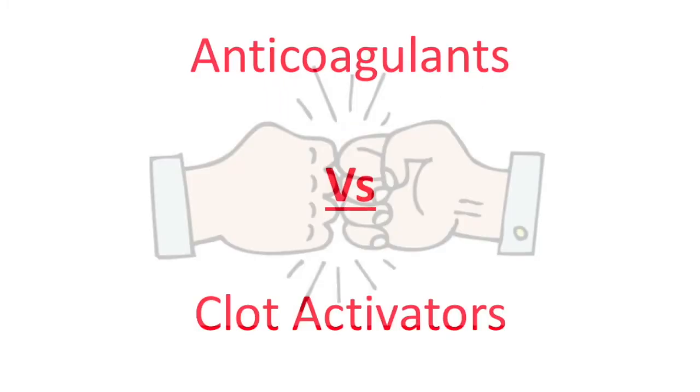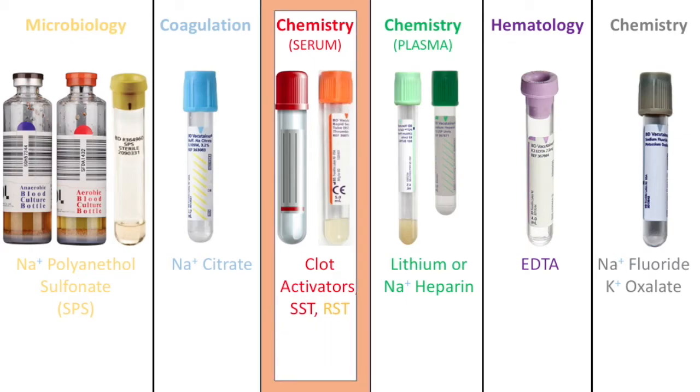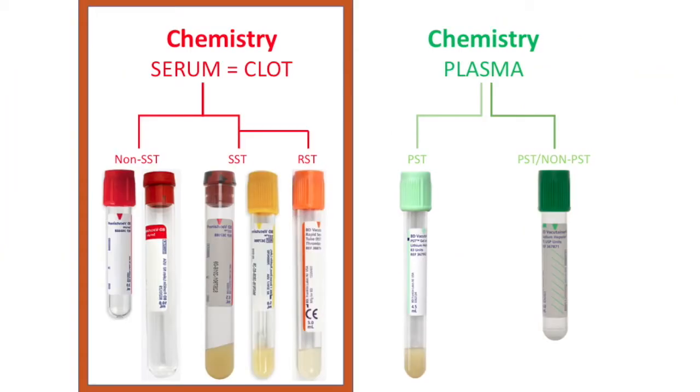Okay, we're back. Now on to step 5, anticoagulants versus clot activators. This is also very easy. Why? Because we only have one little category that allows the blood to clot. That's our red category. Red glass, red plastic, tiger top, gold, SSTs, and the orange thrombin tubes. Those tubes will form a clot. Every single other tube we've talked about is an anticoagulant.